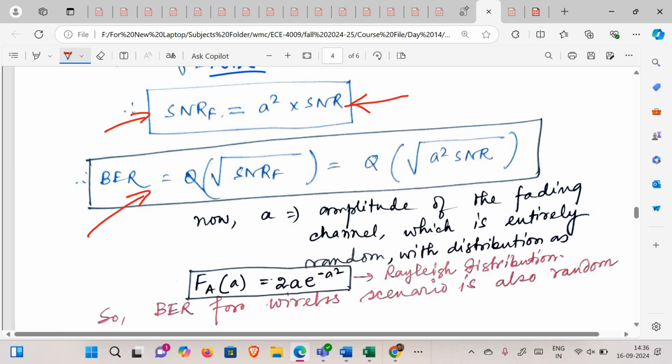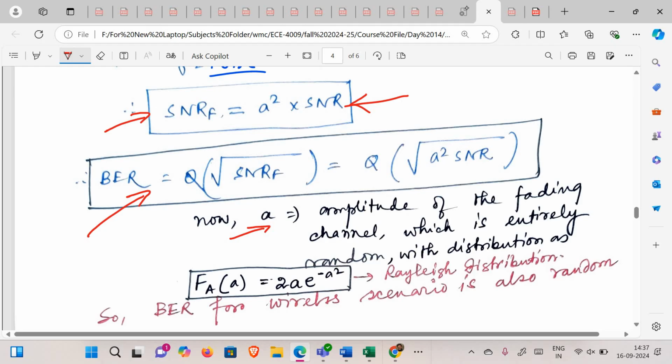P of Q function of square root SNR. So the same square root SNR will remain the same, but now there will be an A square in between. A square SNR. Now the problem that I was telling you, why wireless has an issue, is because of this A value. As you can see, A is the amplitude of the fading channel, which is entirely random in nature. So we don't have any account whatsoever of how it will behave. Whether it will add to, or deteriorate the signal, we don't know.